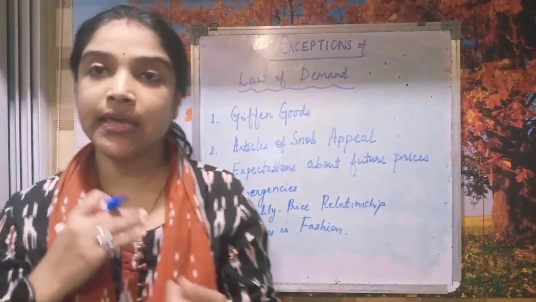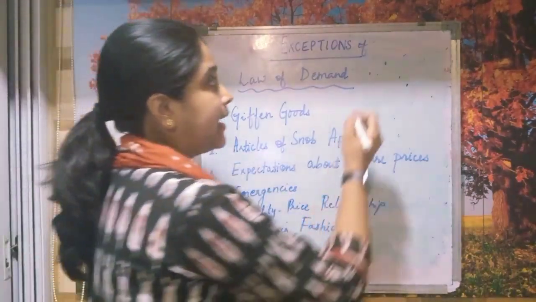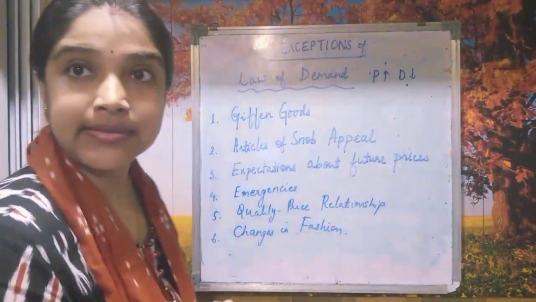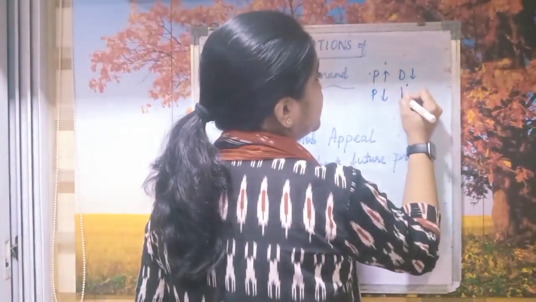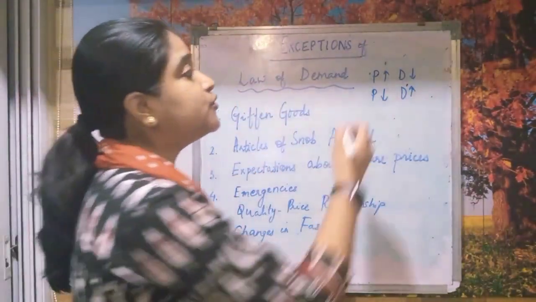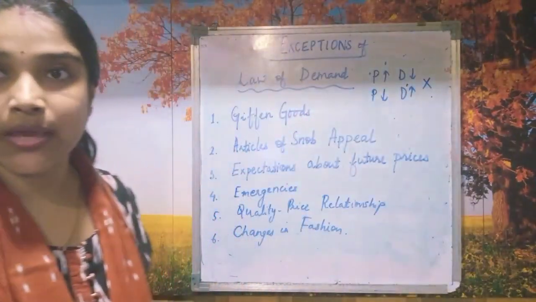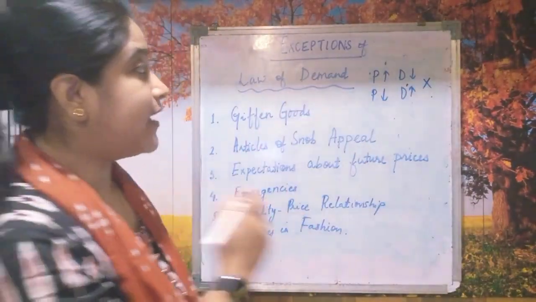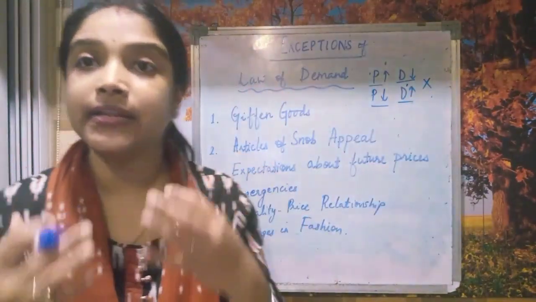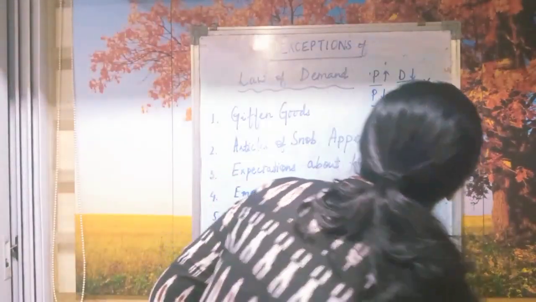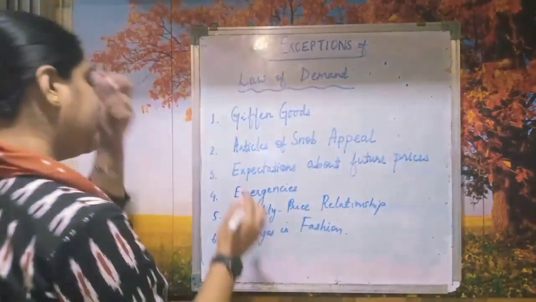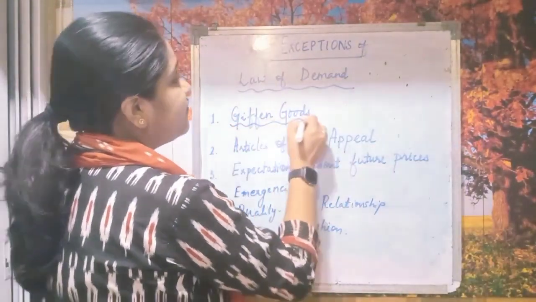Okay. In the law, what did we study? In the law, we studied that as price rises, the demand falls, and as price falls, the demand rises. So basically, in the exceptions, we are going against this rule that when price rises, demand falls, and when price falls, demand rises. So which are the conditions under which the law of demand fails to operate? Okay, the first one is the Giffen goods.